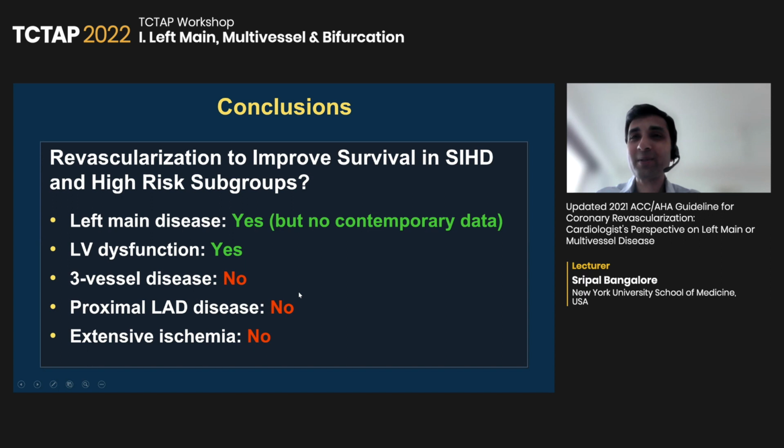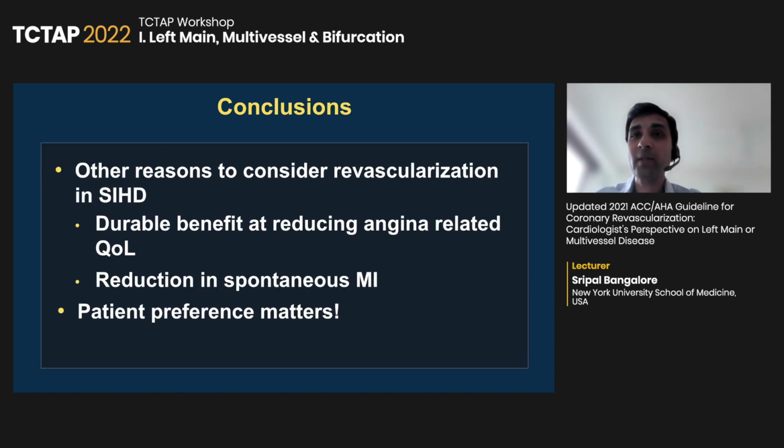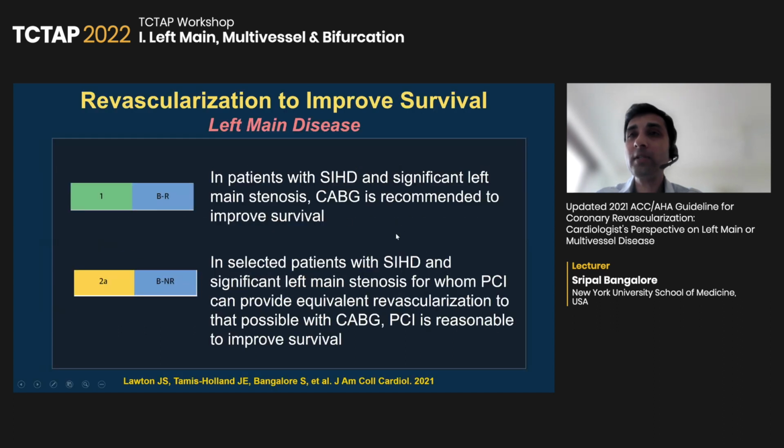And I must point out, the confusion seems to be that we are talking about survival. We're not saying don't revascularize for triple vessel disease. There are other benefits, like reduction in spontaneous MI. If the patients are symptomatic, they'll feel better. So other reasons to revascularize are durable benefit in reducing angina, reducing spontaneous MI, and patient preference matters. This is one of the reasons in our guidelines that patient preference and the heart team approach are critically important and central to all of this.